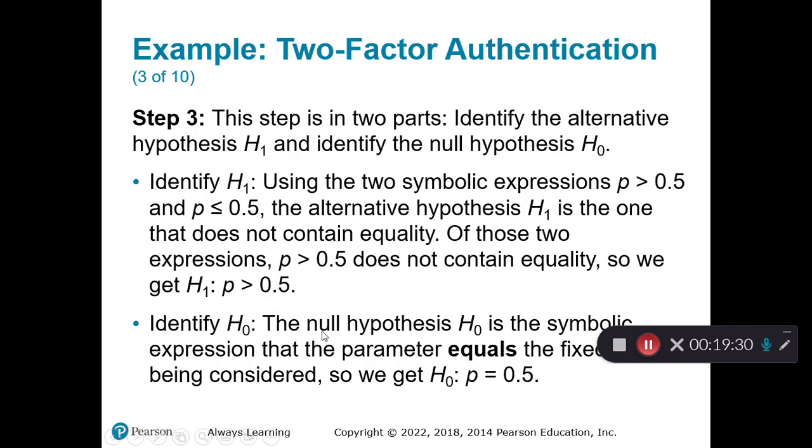Remember that the corresponding null hypothesis is a statement of equality. So the null hypothesis, H naught, is going to state that P is equal to half. The number that you have appearing in your alternative hypothesis has to match the number in your null hypothesis. The only thing that's going to differ are the symbols. Inequality for alternative, equality for the null.